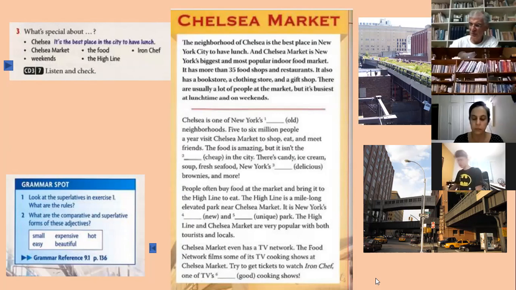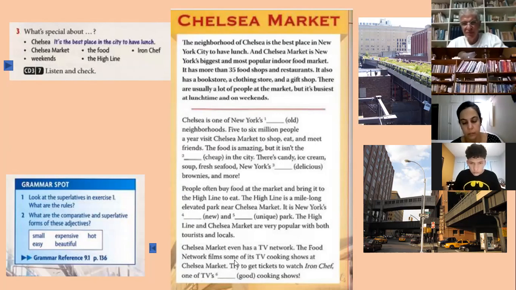Track 7, Chelsea. It's the best place in the city to have lunch. It's New York's biggest and most popular food market. Oh no, it's not here. Sorry, I made a mistake.